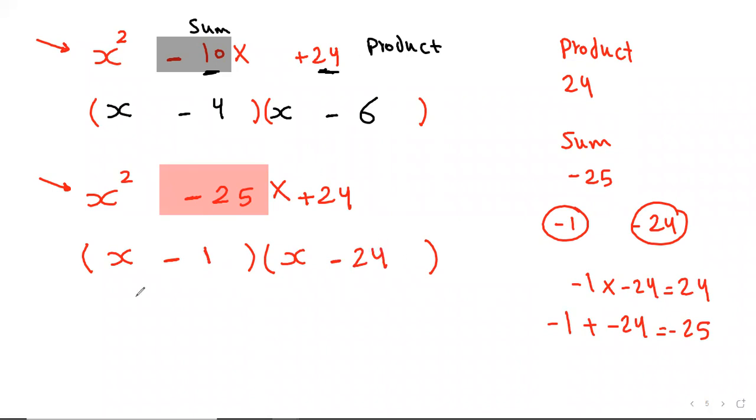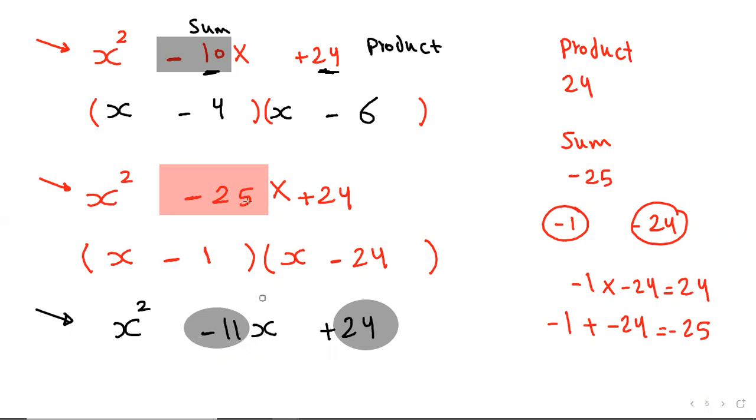What if I asked you to factorize x to the power of 2, and I'm going to write at the end plus 24 and minus 11x in the middle. So look at the last term and the middle term. You need two numbers, their product 24 and their sum negative 11. They are negative 3 and negative 8. So I'm going to write here x and x, and two numbers, their product 24 and their sum negative 11. They are negative 3 and negative 8.